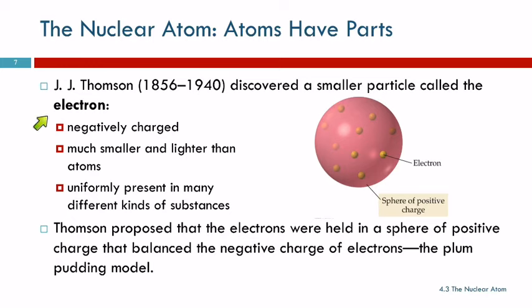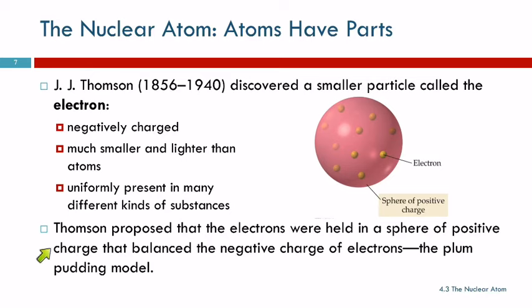They were able to figure out that the electron had a negative charge on it, that it was much smaller and lighter than the atoms, and that it was uniformly present in many different kinds of substances. So they could find electrons in pretty much any element that they looked at. It seemed like all the atoms had some electrons inside of them. And so then it's, well, let's try to figure out, there's this atom, and inside of it are electrons. What else is in there, and how are these things arranged?